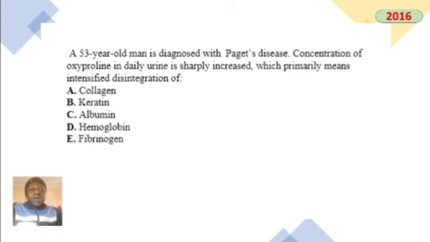A 53-year-old man is diagnosed with Paget's disease, right? You already know this. Concentration of oxyproline, okay. All right, so it's about collagen, right? So, which primarily means intensified disintegration of collagen.